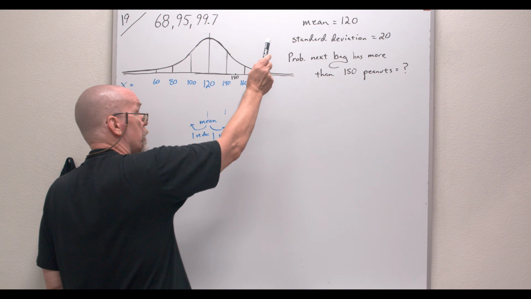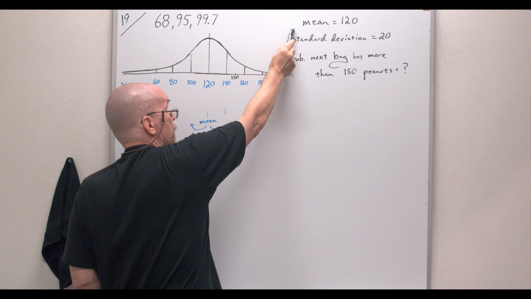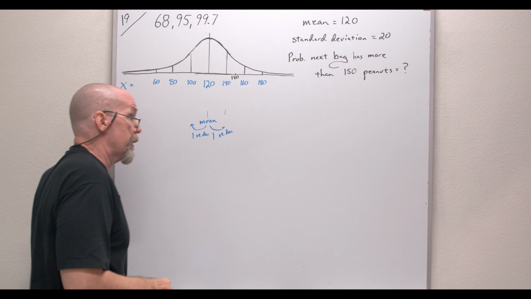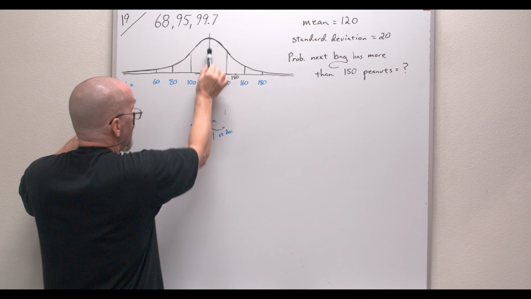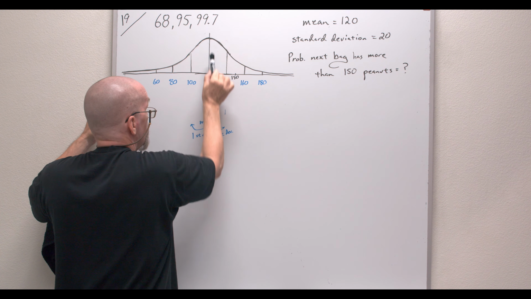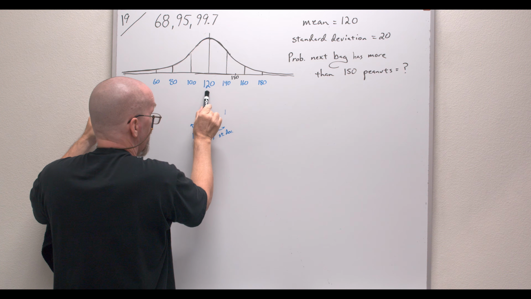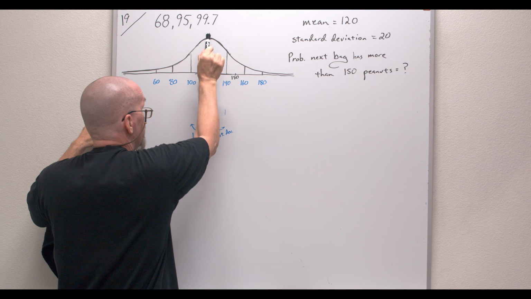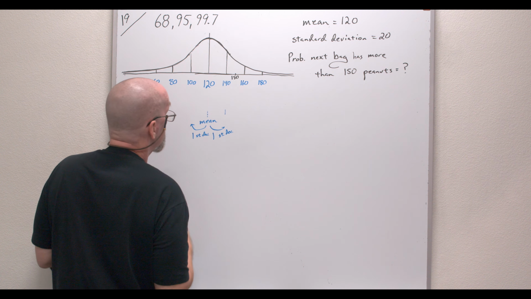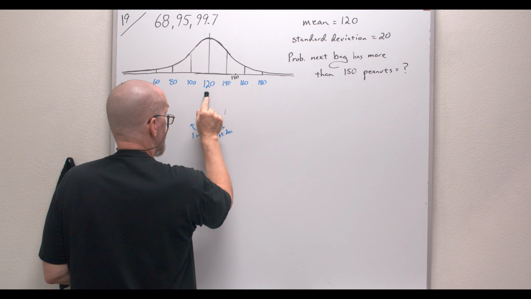But if we have a mean number of peanuts of 120 and a standard deviation of 20, and it's a normal distribution, then we could get right here in the hump of our bell curve where most of the bags of peanuts fall. You have more of them with 120 peanuts than anything else. If it's normal, that will be the most common number of peanuts in a bag, 120.